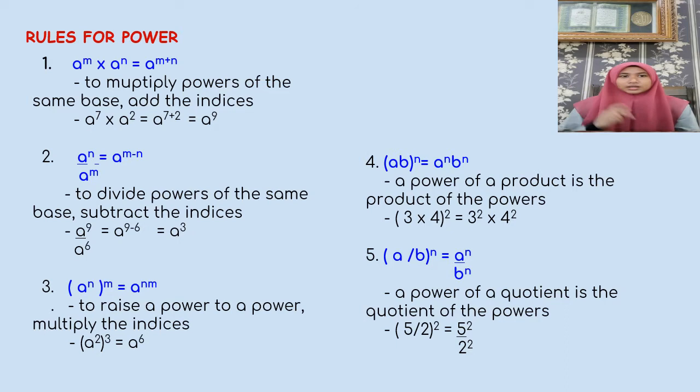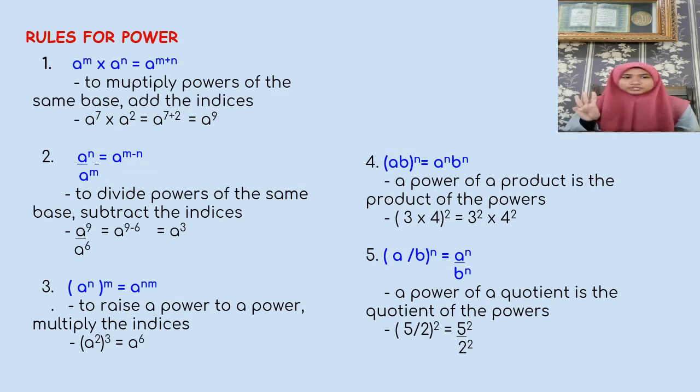Second, when we want to divide powers of the same base, we just subtract the indices. Okay, the formula is a to the power of m over a to the power of n, it becomes a to the power of m minus n. Okay, so for example, a to the power of 9 over a to the power of 6 is equivalent to a to the power of 9 minus 6, and becomes a to the power of 3.